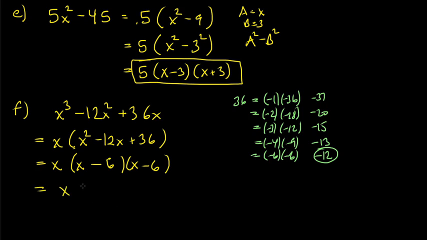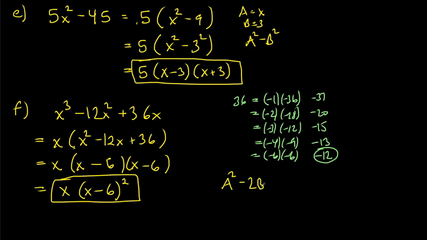And in retrospect, we could have also factored this as a perfect square. X minus 6 times x minus 6 is just x minus 6 squared. So it's x times x minus 6 squared. Right? So yeah, just to remind you that you might want to use the perfect square trinomials. If we had done that, it might have been a little bit faster here.